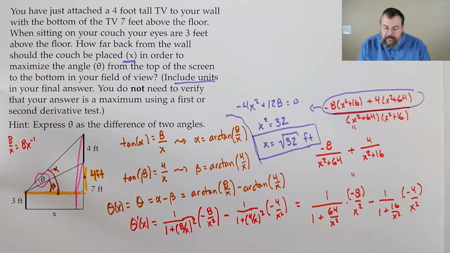And now, how far is square root of 32? You might be wondering. Well, it's around 5.5. You see, 5 squared would be 25, 6 squared would be 36, and 32 is in between. So 5.5 feet. That's not very far back, but you may not live in a very big space, so you make do with what you can.